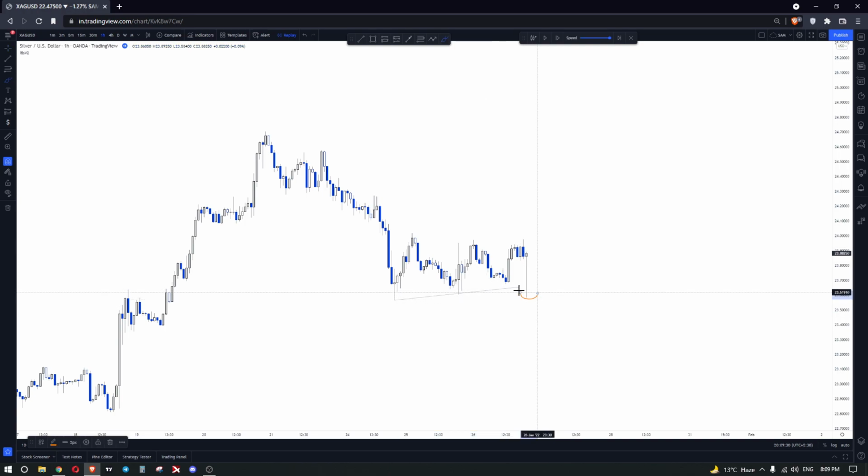Still that is fair, because even if a lot of people took it at the break and retest, if they moved their stops to break even right here, they got taken out. Or even if people saw this kind of falling wedge, if they took the trade here and placed their stop just here, they are even out of the trade right here.